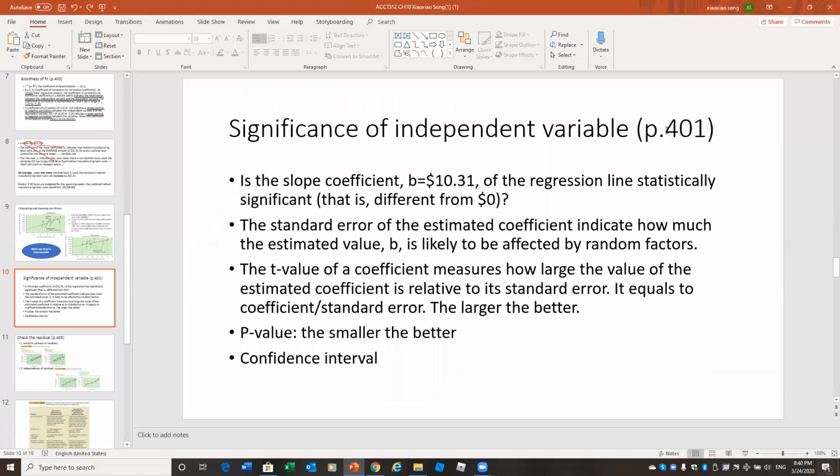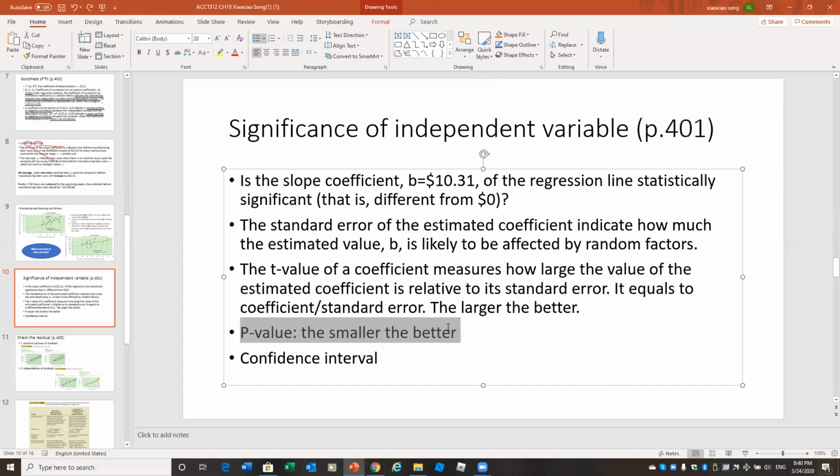The significance of the independent variable is from your textbook. I do not expect you to know much, but you just need to know there is something called a p-value, and we want our p-value to be smaller. I will show you an example in the practice or in the group project.